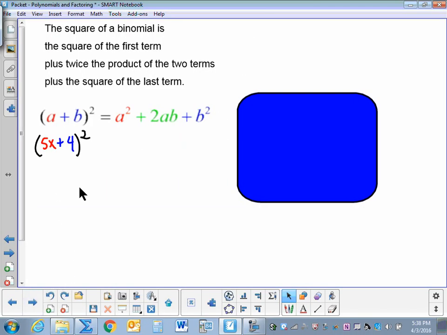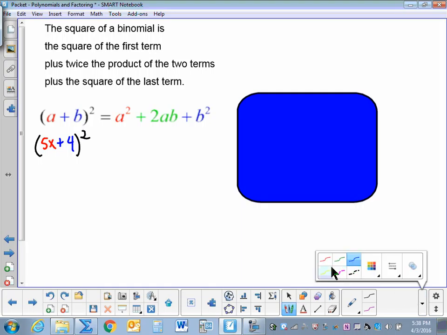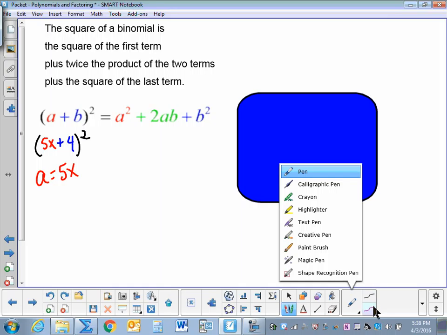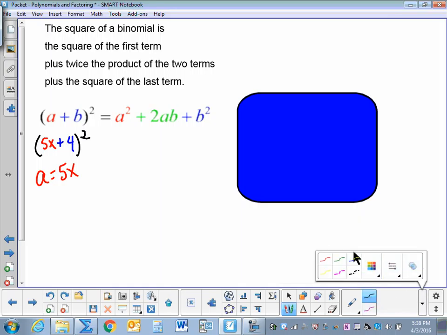So let's start and just watch the first few examples. 5x plus 4 squared. So we're going to apply the rule and then check it by FOILing. When we're doing these perfect squares, the first thing we need to do is identify a and b. So a is the first term, which is 5x, and b is the second term, which is plus 4. So once I know my pattern, all I need to do is plug it in.